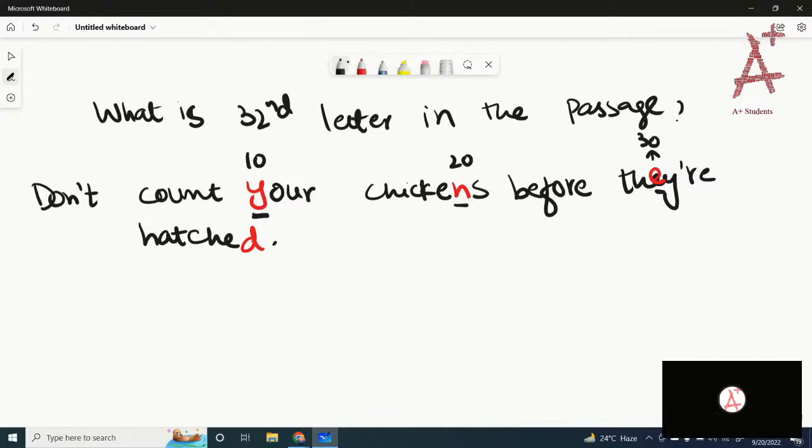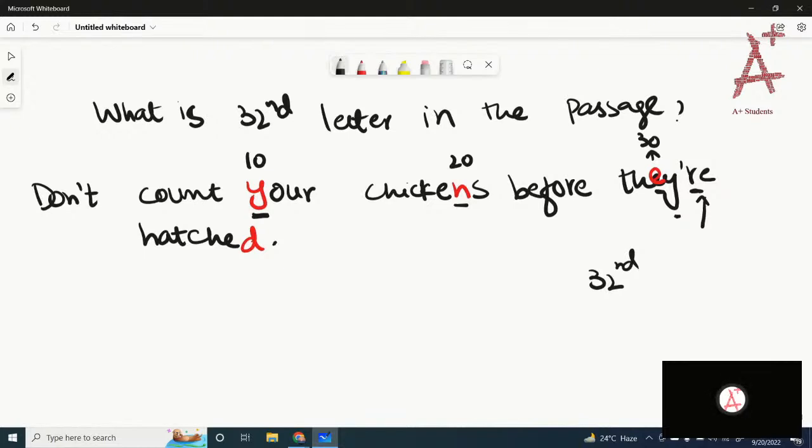You have to count the 32nd, so count up from 30 by counting the black letters. This is the 31st letter, and R is at the 32nd position. So that means R is at the 32nd position. Got it?